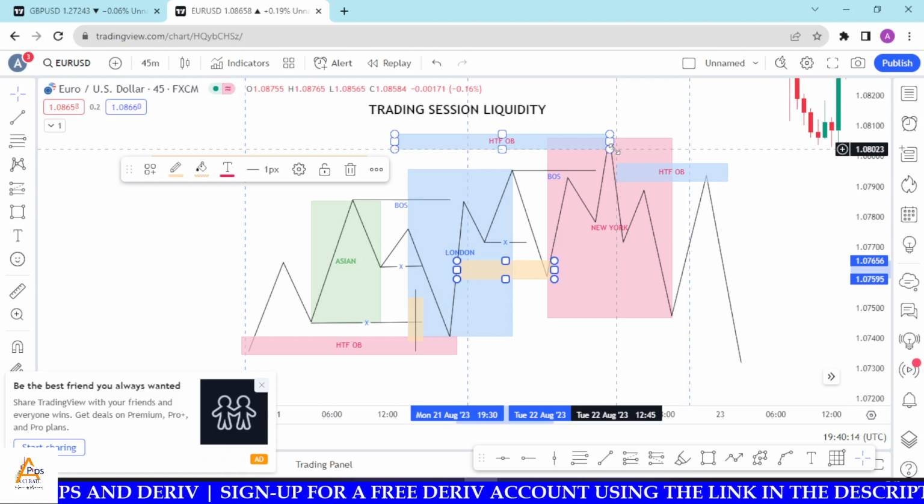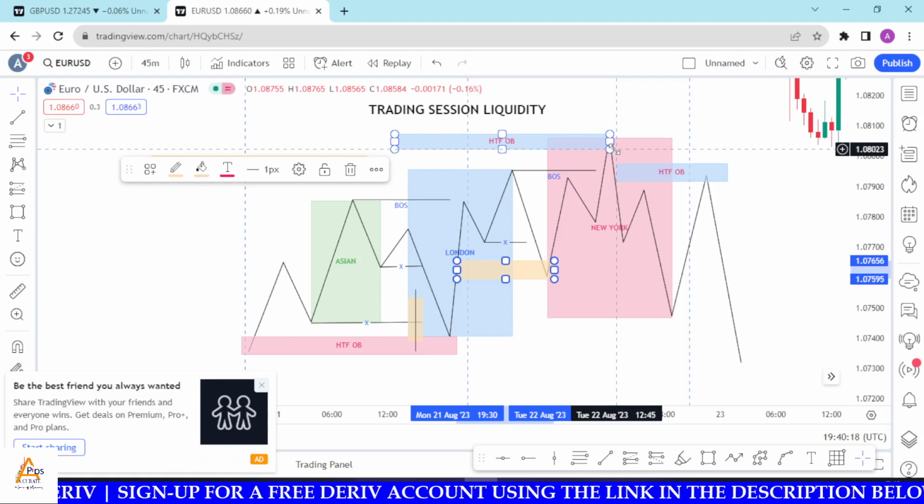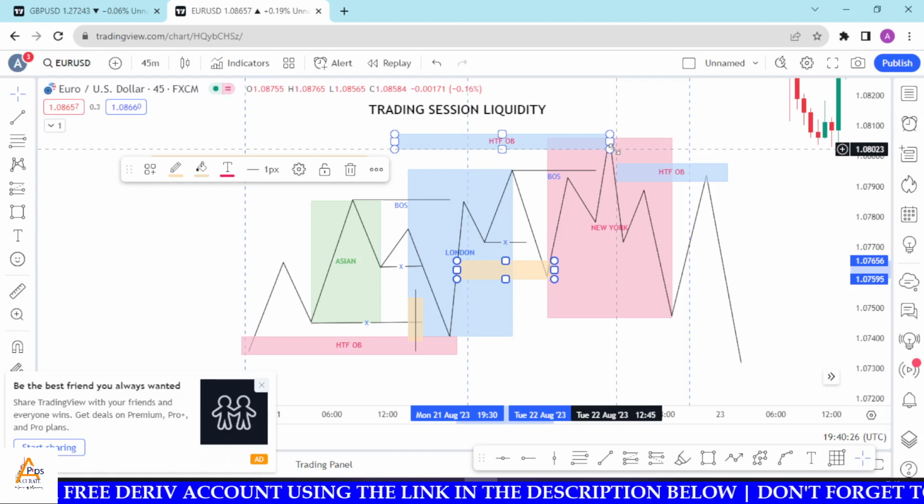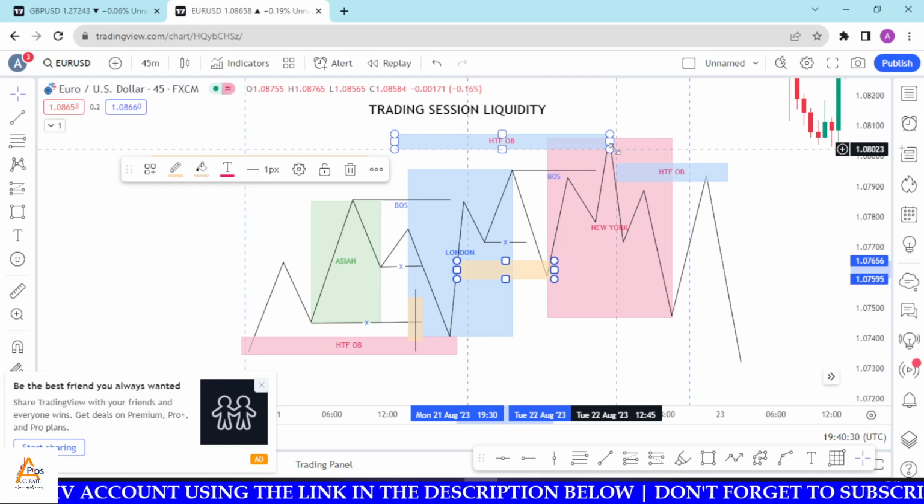One session will always be manipulated in a day. Let's say if the Asian session and London session are bullish, then the New York session is going to be what? Bearish, in the short term or in the long term. So always one session is manipulated.